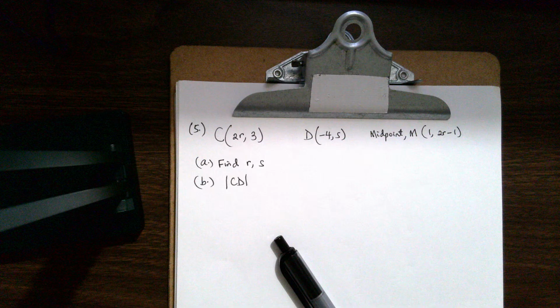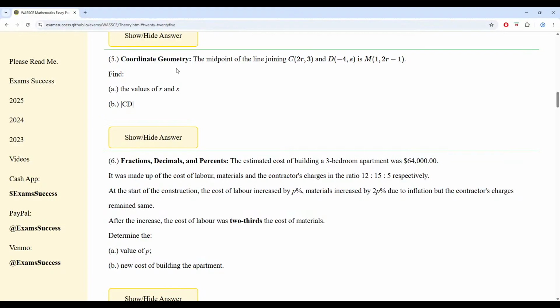Question number 5, right here, coordinate geometry. They give us the midpoint of the line joining point C, with x coordinate 2r and y coordinate 3, and point D, with x coordinate -4 and y coordinate s.